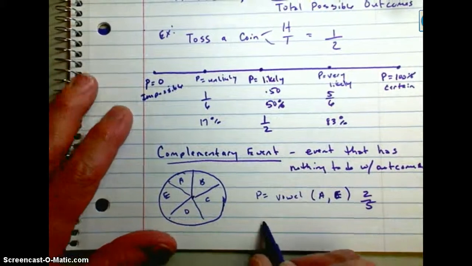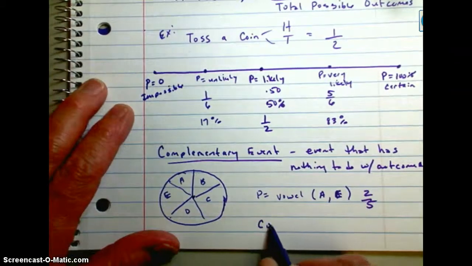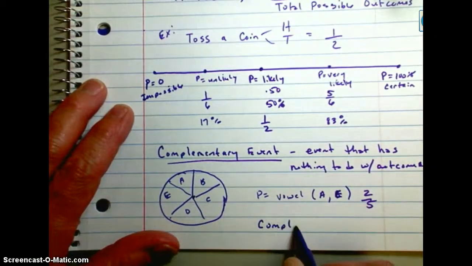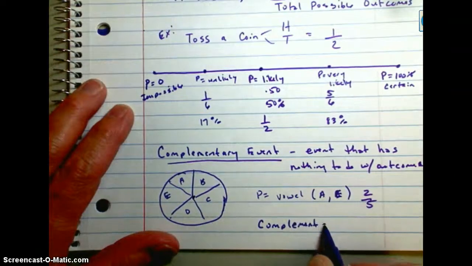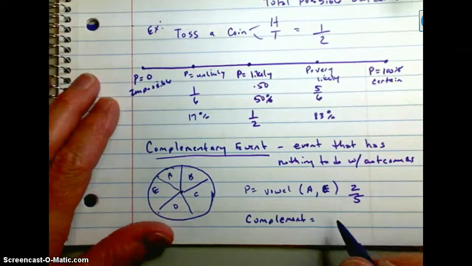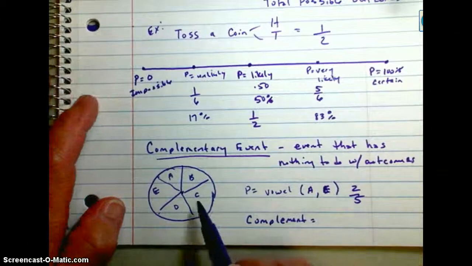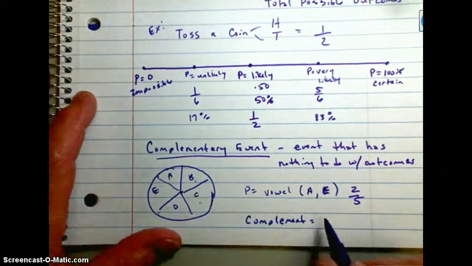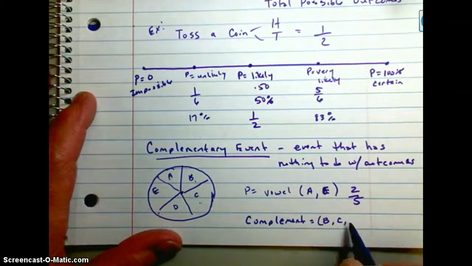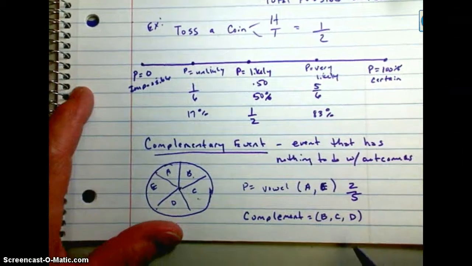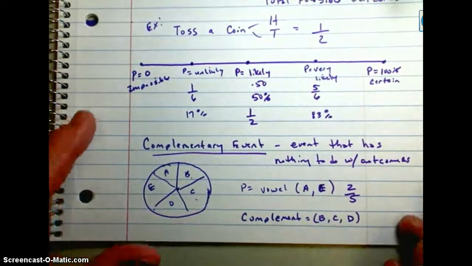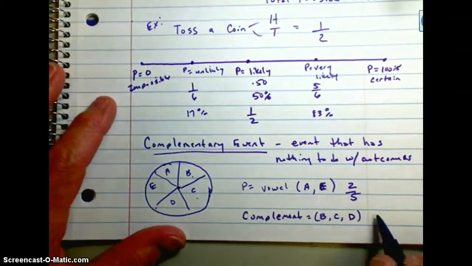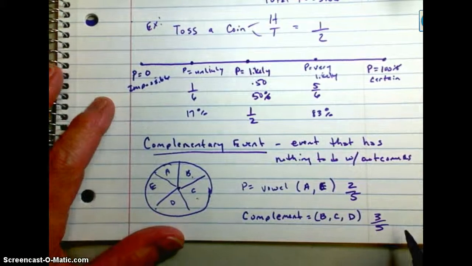Now the complement of that is landing on something other than a vowel. For example, a B, a C, a D. So if I landed on a B, a C, or a D, those are ones that are not vowels, so they're called complements of what I'm really looking for. And so my complement would be 3 out of 5.